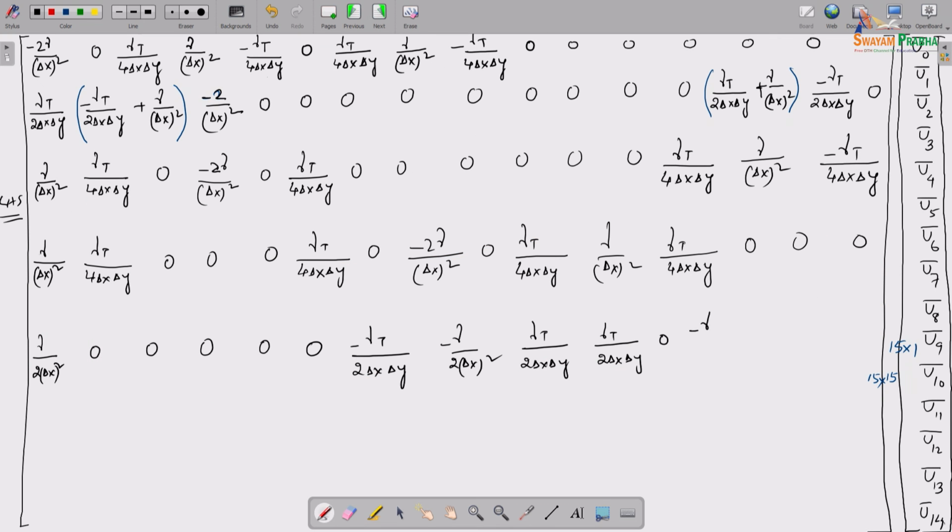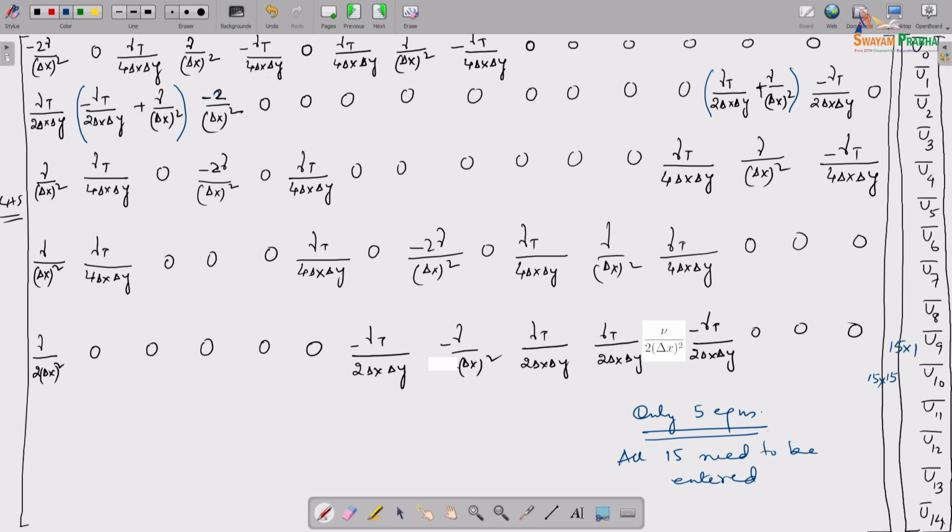So we have this and minus nu t by 2 delta x delta y. So 11, 12, 13 and 14. So we essentially got 1, 2, 3, 4, 5, 6, 7, 8, 9, 10, 11, 12, 13, 14. So that's it, right? So we've got all our 5 equations into this. But I should mention that right now, only 5 equations, all 15 need to be entered into this matrix system. So let me just complete that on the next page.